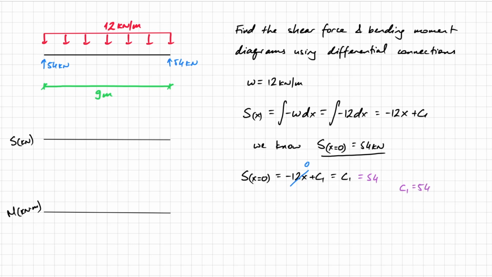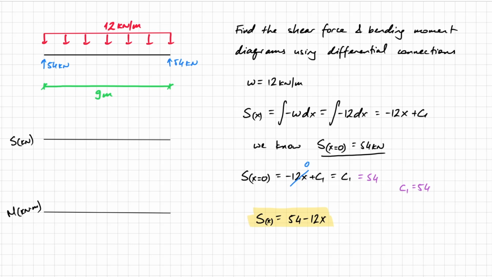And now we can write that back in our shear equation and see what our final equation is for shear. So S of x equals 54 minus 12x. I've just rearranged it so that the minus comes second. And that equation gives us shear anywhere on the beam. So I can plot it now and find out what the shear force is.